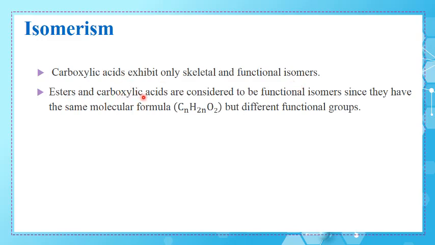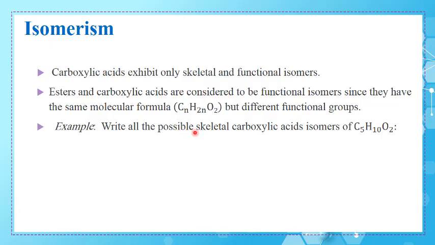Esters and carboxylic acids are considered to be functional isomers since they have the same molecular formula CnH2nO2 but different functional groups. This fact is seen in the first lesson about functional groups, and here it is repeated again. Now, write all the possible skeletal carboxylic acid isomers of C5H10O2.